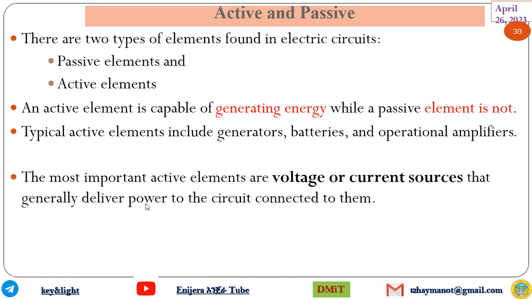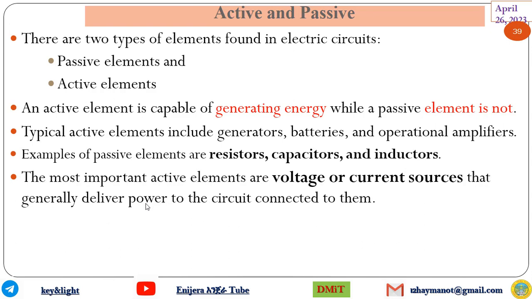The most important active elements are voltage or current sources, that generally deliver power to the circuit connected to them. For the passive elements, the three passive elements are resistors, capacitors, and inductors. What's the difference between resistance and resistor? Capacitance and capacitor? Inductance and inductor? What's the difference?